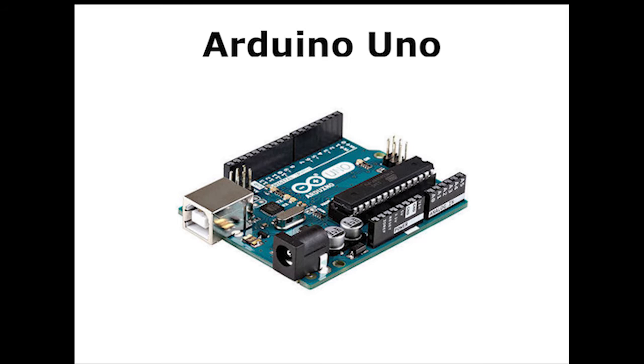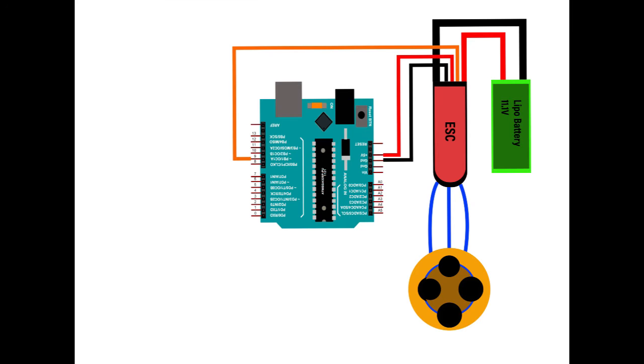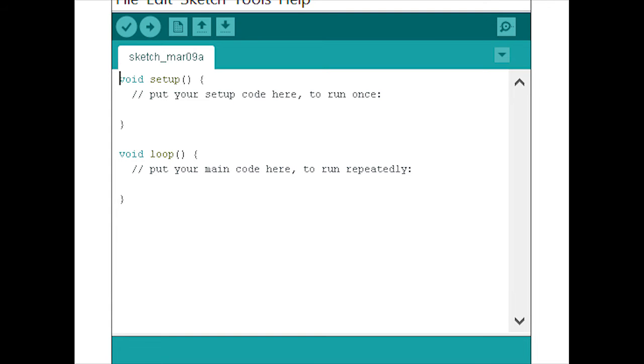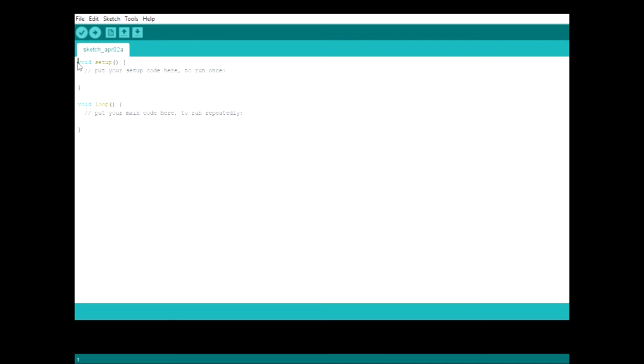Now let's control it using Arduino Uno. Connect the circuit as given in the schematic here. Connect the red wire of the ESC to the +5 volts of Arduino, black to the ground, and white to the digital pin 9. Connect the ESC to the motor, and now open Arduino IDE in your computer. Download the sketch from the link in the description given below.